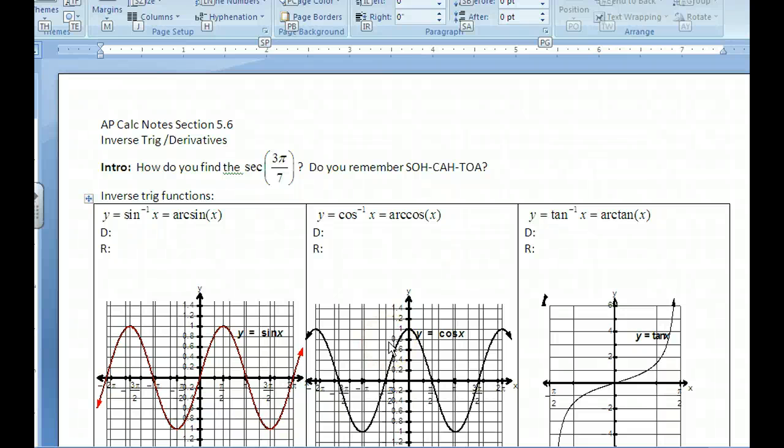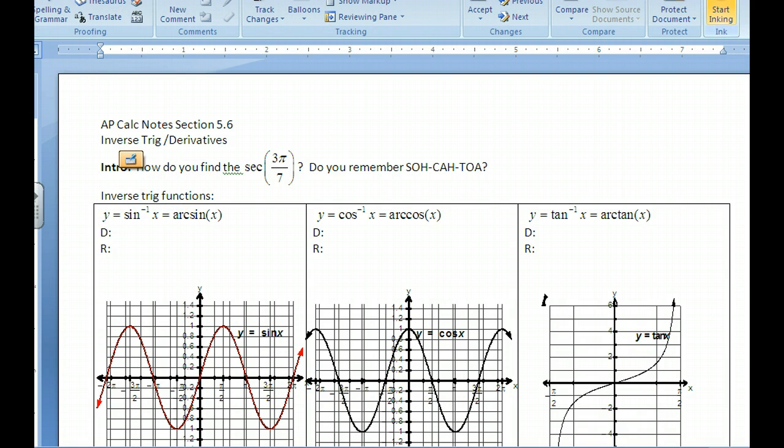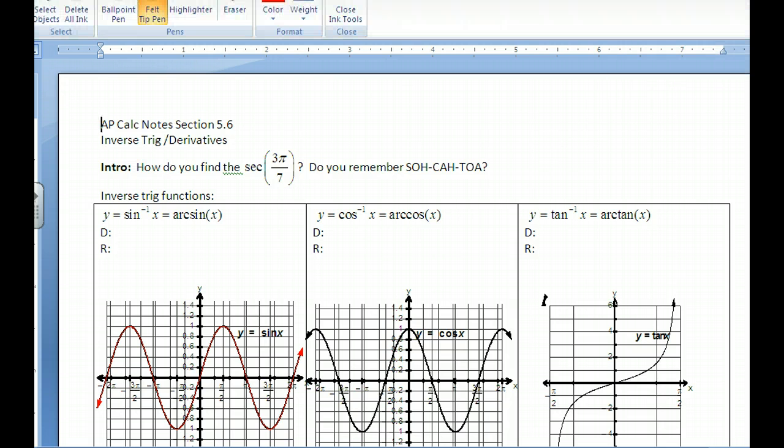This is AP Calc notes for section 5.6. We're going to be dealing with inverse trig and the derivatives associated with that. So our intro, first of all, how do we start? By finding the secant of 3 pi over 7.